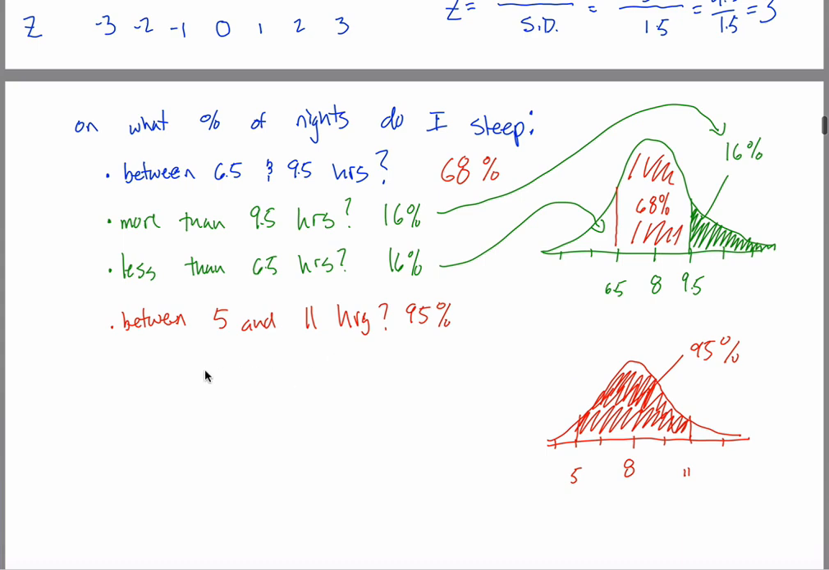A couple more empirical rule examples. What if I said between 5 and 12.5 hours? This one's hard.